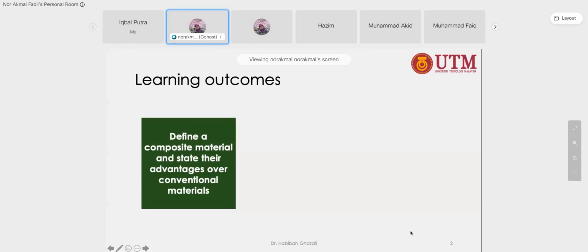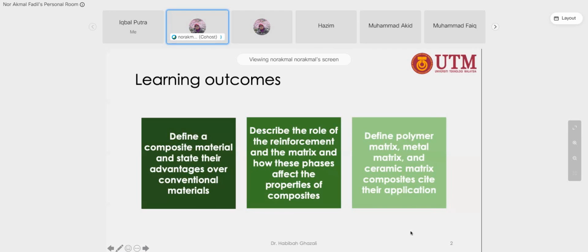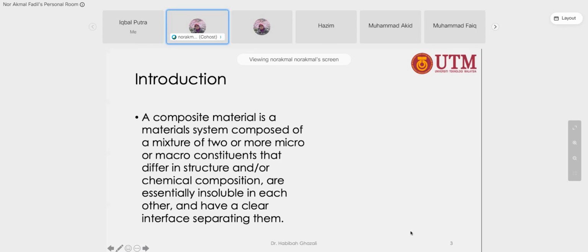So this is the learning outcome where you should be able to define composite material and state their advantage over conventional materials, and describe the role of reinforcement material and the matrix and how these phases affect the properties of the composite. And then you need to be able to define polymer matrix, metal matrix, and ceramic matrix composite, and cite the application.